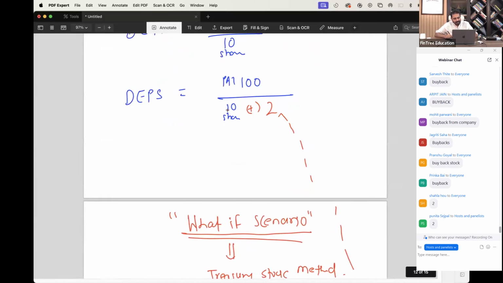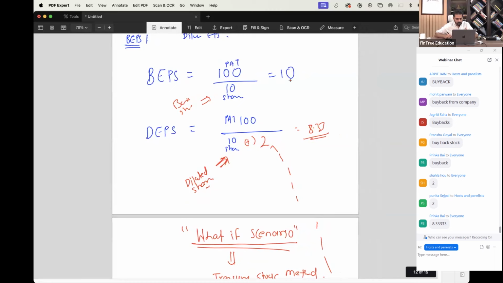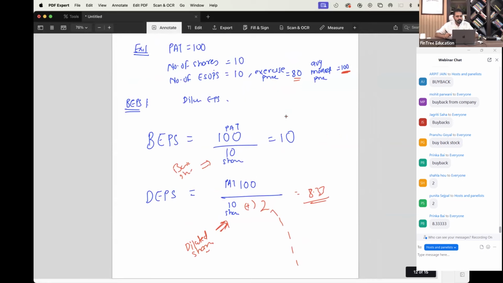These 12 are called the total number of diluted shares, all of them. So these are called basic shares and these are called diluted shares. So here diluted shares are 12, and whatever EPS I get, how much is this? 8.33. This is my diluted EPS per share, lower than basic EPS per share, job done. This method is called the treasury stock method. Have you understood this?